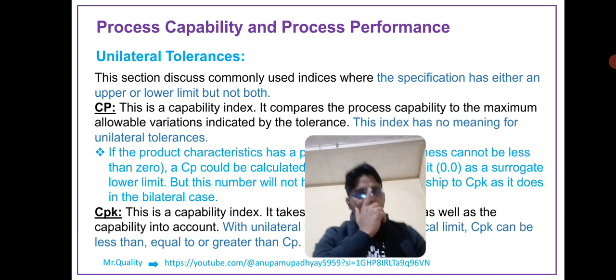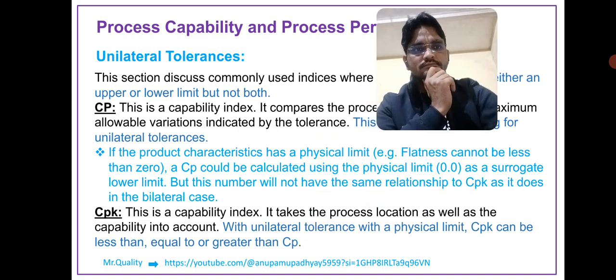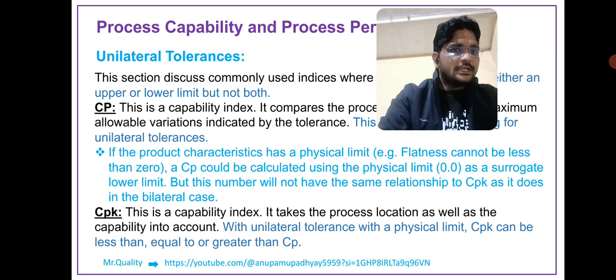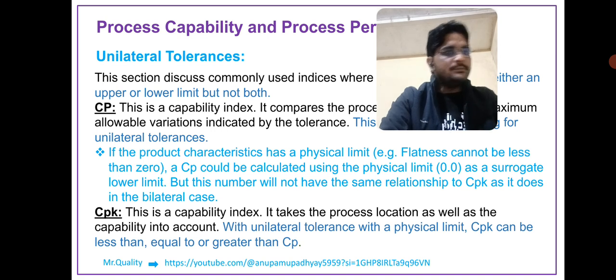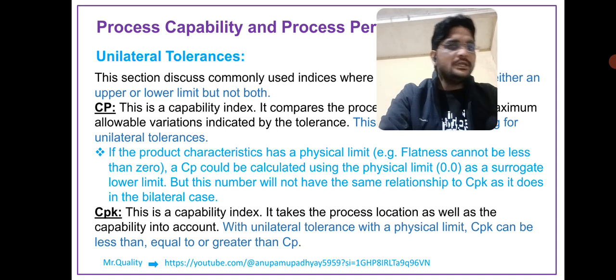For example, if the product characteristic has a physical limit, such as flatness cannot be less than 0, a Cp could be calculated by using the physical limit 0.0 as a surrogate lower limit, but this number will not have the same relationship to CPK as it does in the bilateral case.